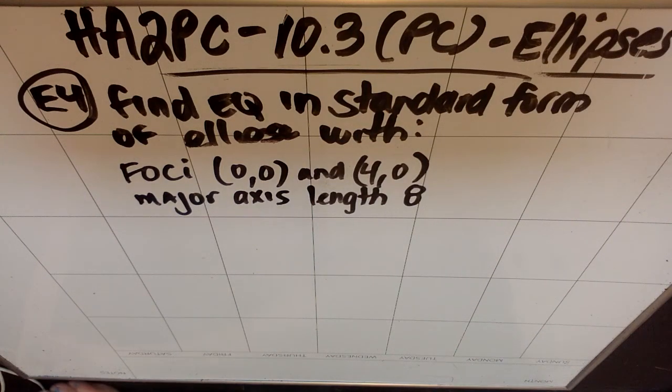Honors Algebra 2 Pre-Calculus. We're doing section 10.3 in Pre-Calc, which is ellipses. In example 4, we're asked to find the equation in standard form of an ellipse with foci at (0, 0) and (4, 0), and major axis length 8.